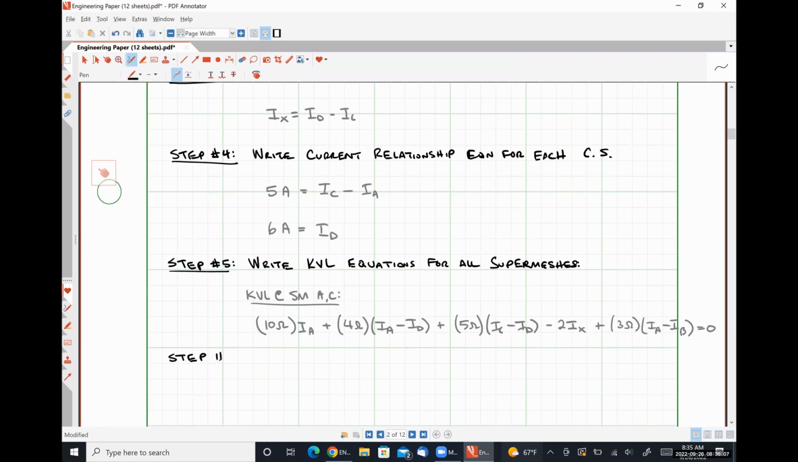Step number 6. Write KVL equations for all meshes, I guess all remaining meshes that do not contain perimeter current sources.